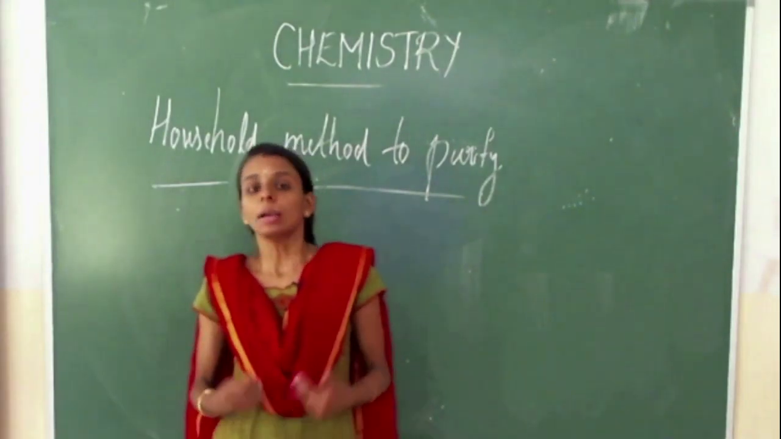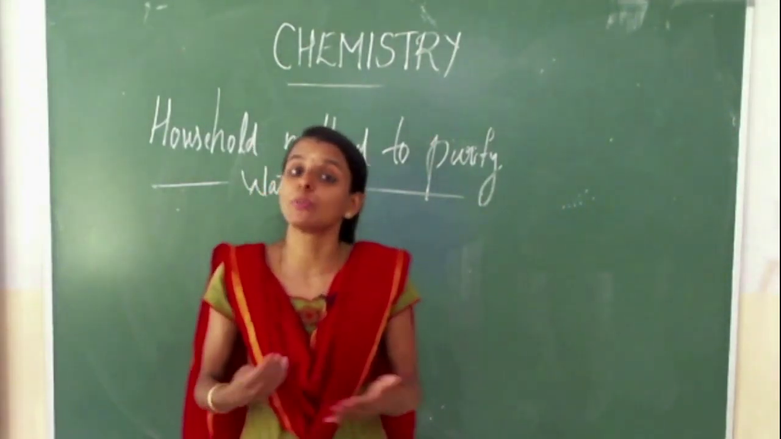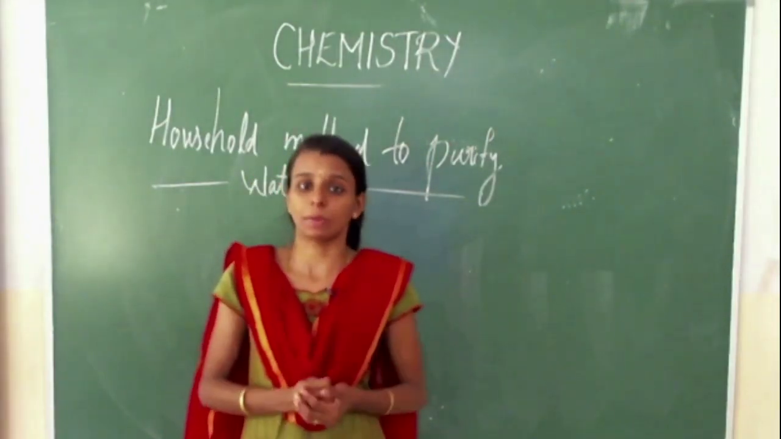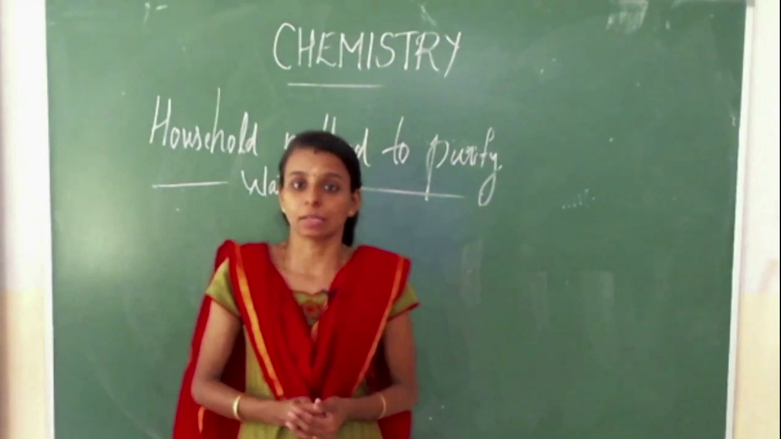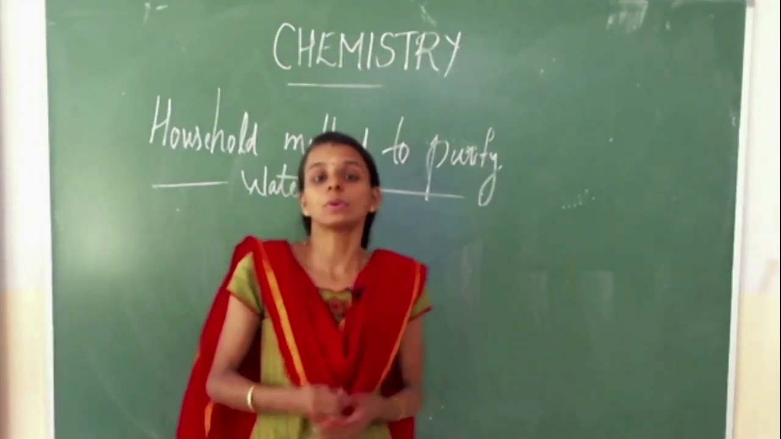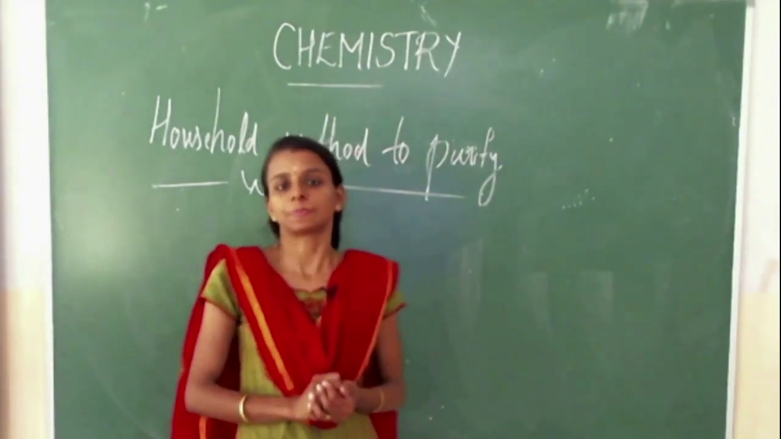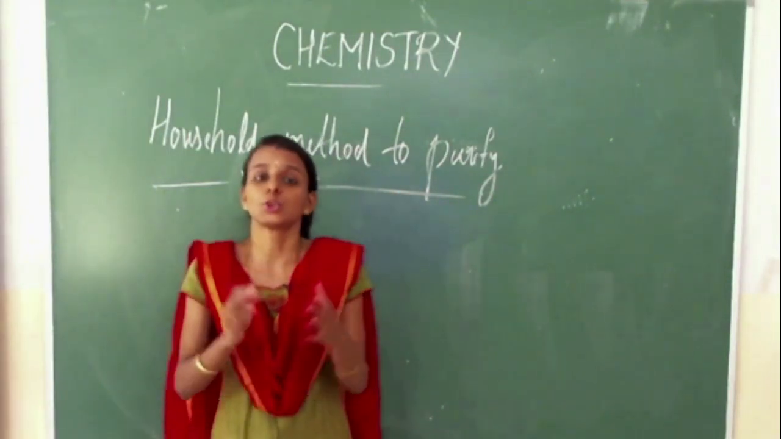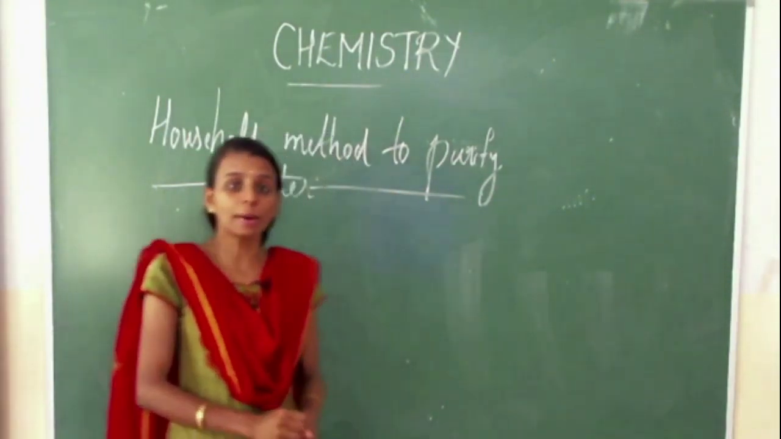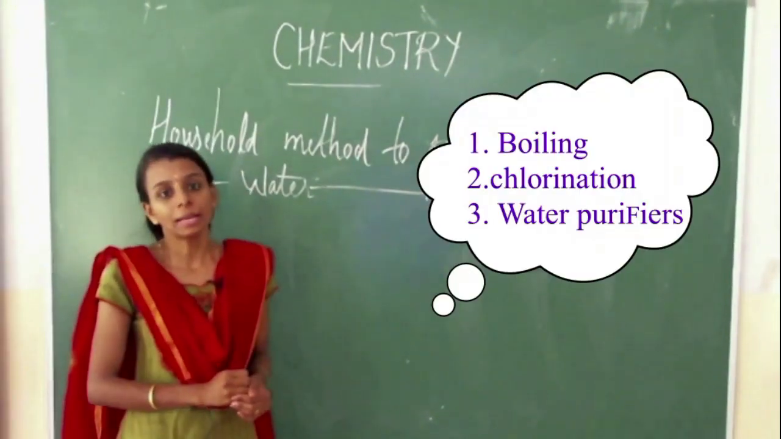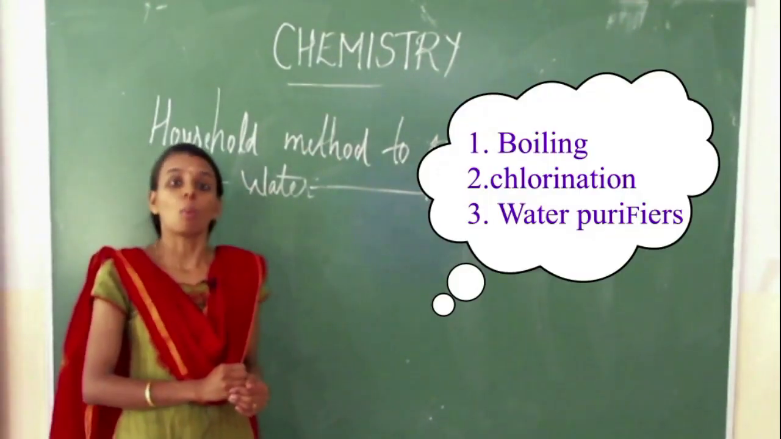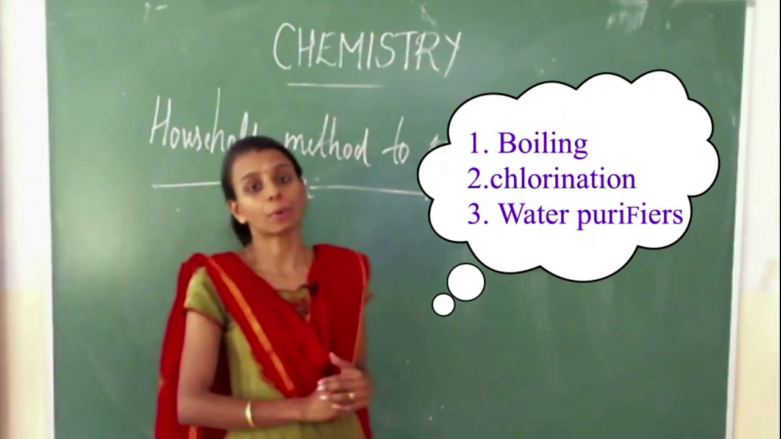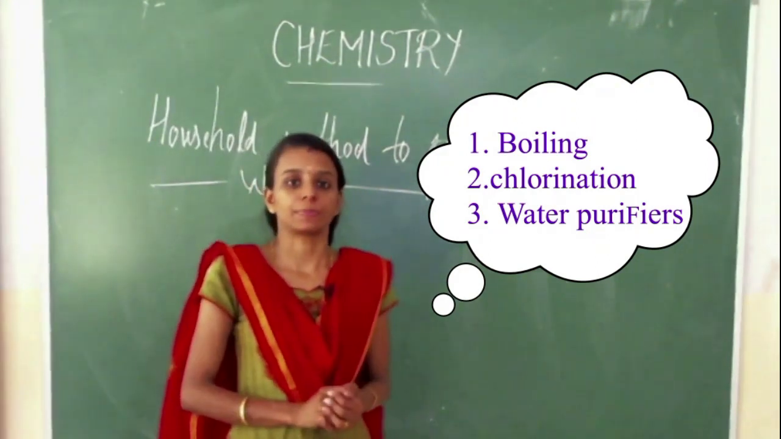Then the second one, we will use water purifiers. Then by the process of chlorination, we will use the chlorine tablets or bleaching powder to kill germs. These are the three important household methods to purify water. First one, boiling. Second one, water purifiers, and the third one by the process of chlorination.